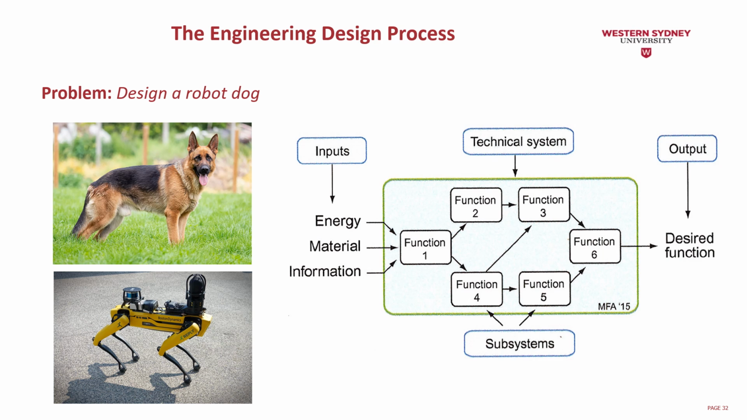So we need once again to put in the inputs, which are going to be the energy, materials, and information, to run the multiple functions in the technical system. The technical system can have subsystems within, like function 1 to function 6 we can see within these boxes. And after that we're going to have the desired functions, which are going to be the output.